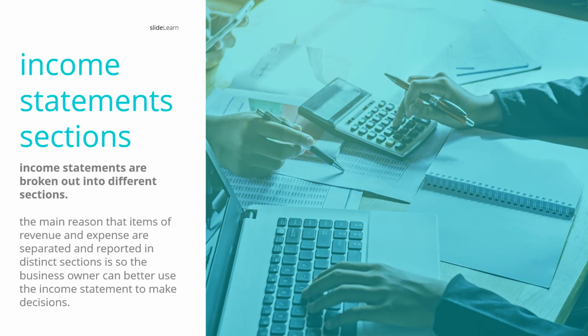Income statements are broken out into different sections. The main reason that items of revenue and expense are separated and reported in distinct sections is so the business owner can better use the income statement to make decisions and to isolate problems with the way the business is being run. Before you get into the meat of the matter, all the different types of revenues and expenses, you have to know how to prepare a heading for a financial statement.